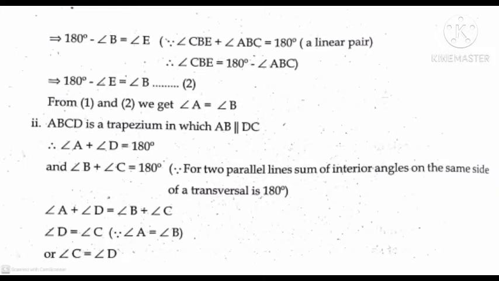Case 2. ABCD is a trapezium in which AB is parallel to DC. Therefore, angle A plus angle D is equal to 180 degrees, and angle B plus angle C is also 180 degrees, since for two parallel lines, the sum of interior angles on the same side of a transversal is 180 degrees. That implies angle A plus angle D equals angle B plus angle C. That implies angle D equals angle C since angle A equals angle B, so we cancel angle A and angle B on both sides. Then we get angle C equals angle D.